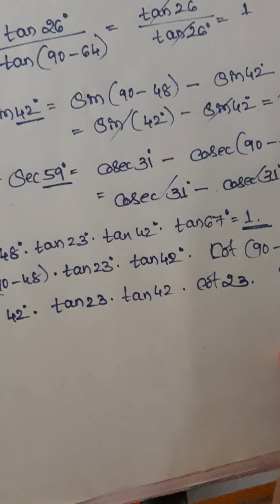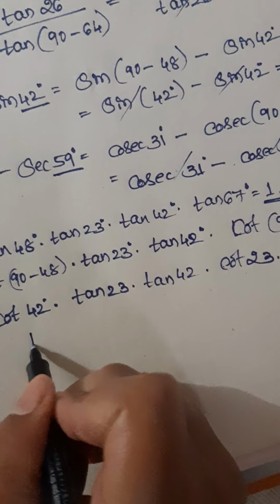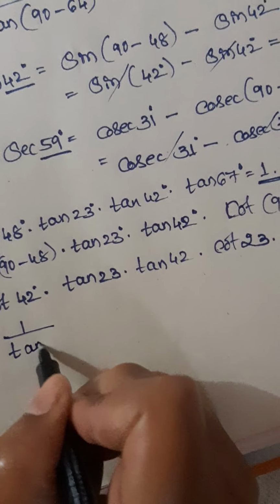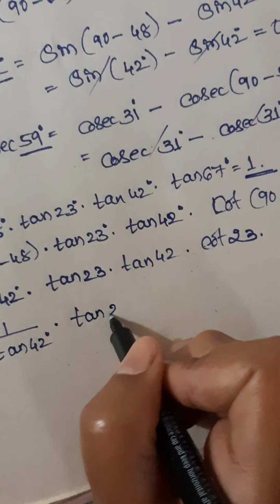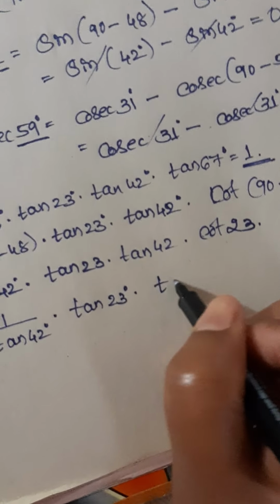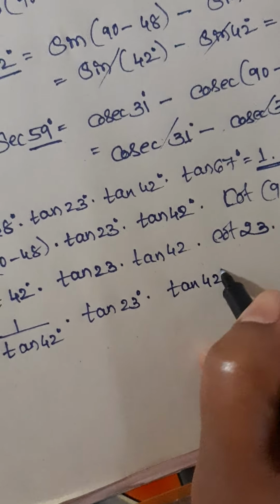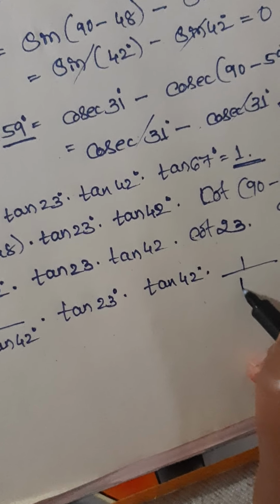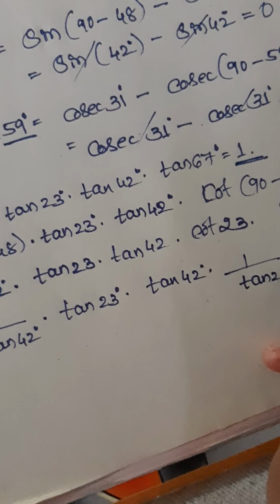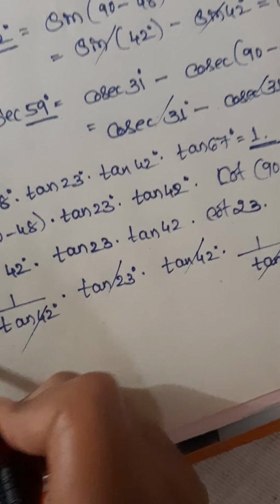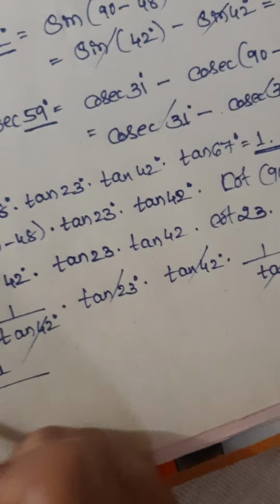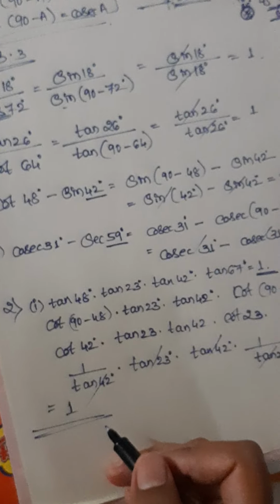So here let's interchange this one. Cot theta we are changing as 1 by tan 42 degree, into tan 23 degree into tan 42 degree into 1 by tan 23 degree. Tan 23, tan 23, tan 42, tan 42 cancel. So we got 1. Hence proved.